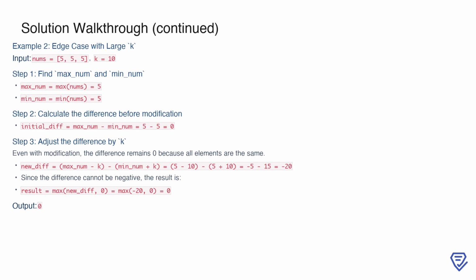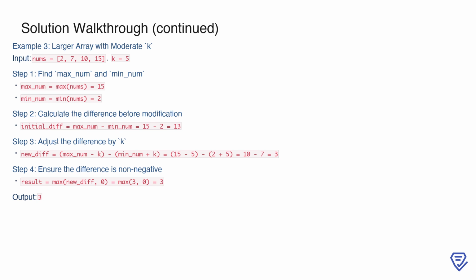The initial difference between these values is 5 minus 5, which equals 0. Even if we modify the maximum and minimum values using k, the difference remains unchanged because all elements are identical. Specifically, if we compute the adjusted difference, we get 5 minus 10 minus 5 plus 10, which equals -5 minus 15, resulting in -20. However, since the range cannot be negative, the result is set to the maximum of -20 and 0, which is 0. Thus, for this example, the smallest possible difference is 0.